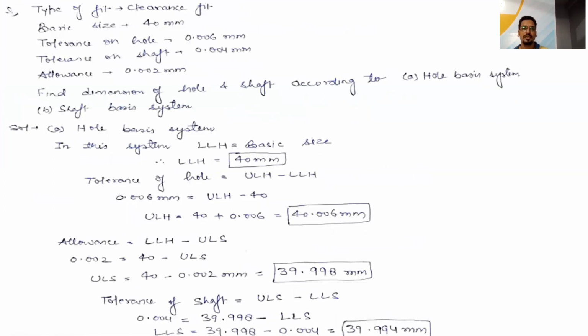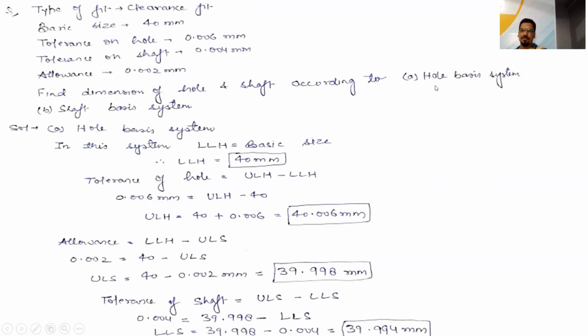Next question is, now in this question the type of fit given to you is the clearance fit, and the basic size is given as 40 mm. Tolerance for hole is given as 0.006 mm. Tolerance on shaft is provided, that is 0.004 mm. And allowance is given to you, that is 0.002 mm. And now we have to find out the dimension of hole and shaft, taking first the hole basis system and second the shaft basis system.